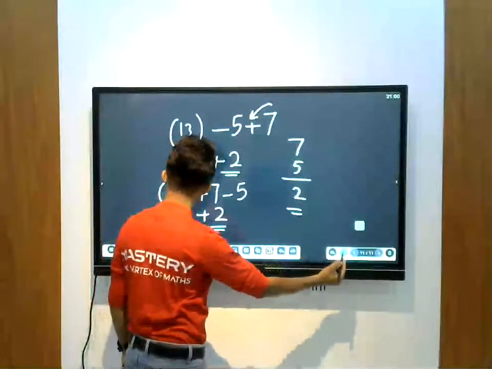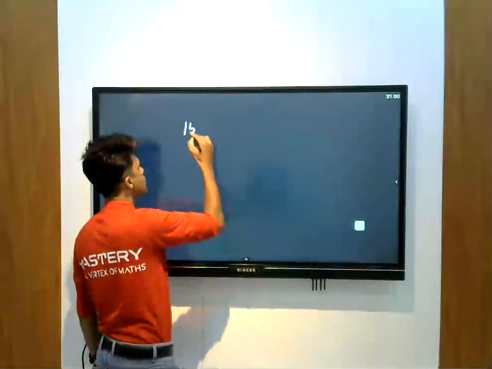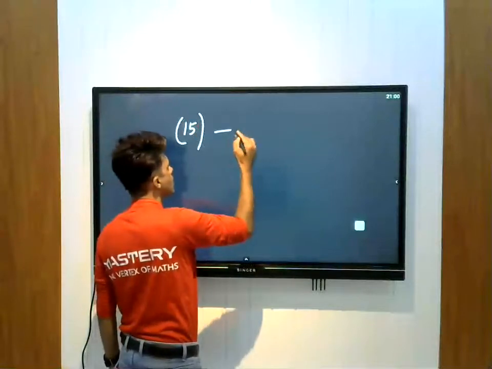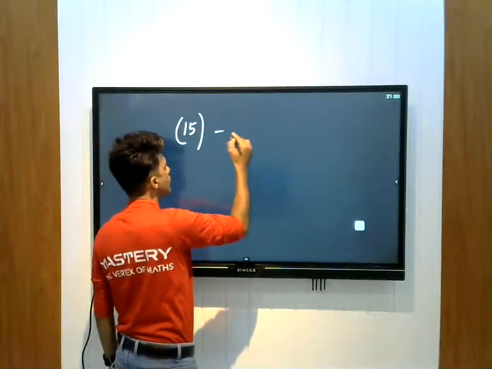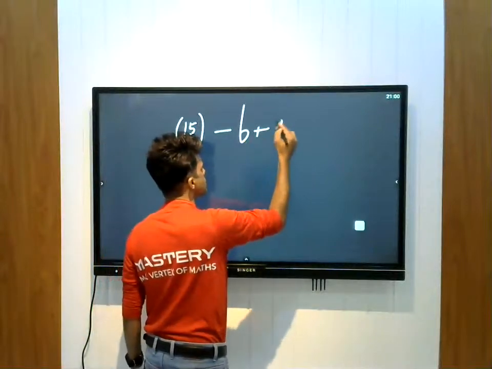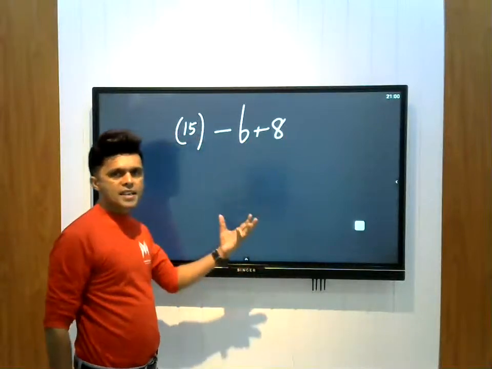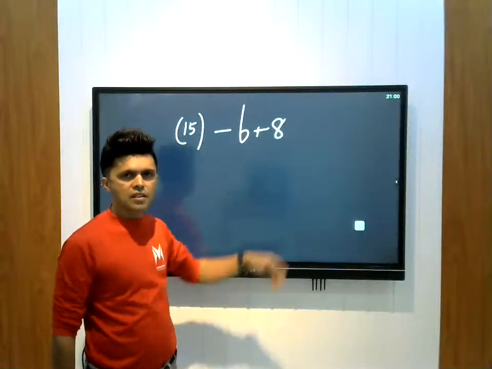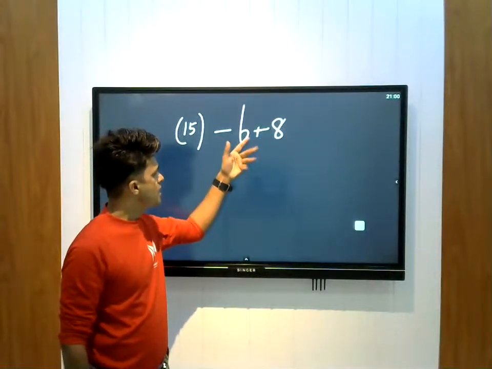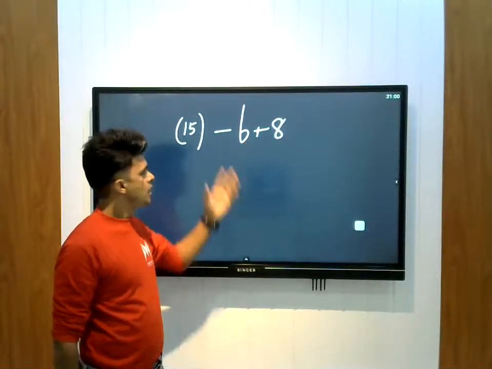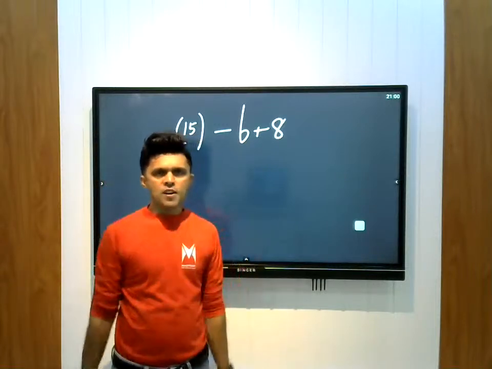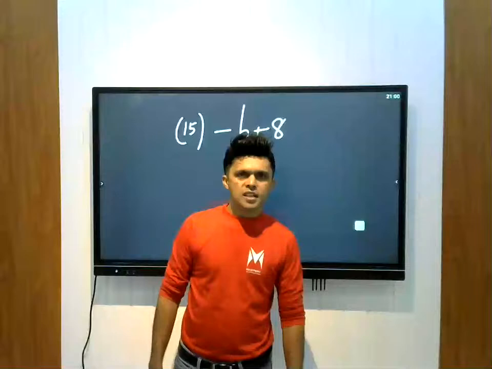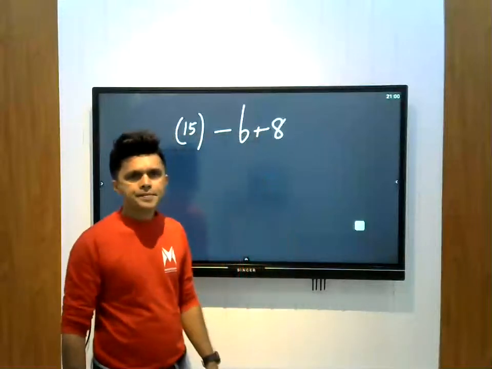So how can you do this type of one? Minus 6 plus 8. Then one digit is minus, the other one is plus. Negative value, positive value. How do you simplify this one?